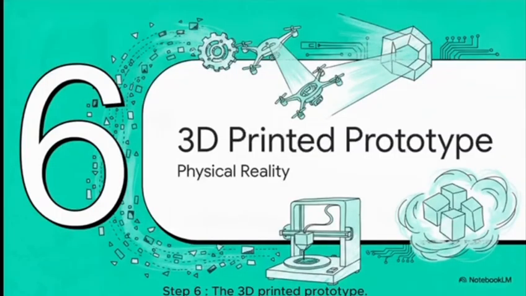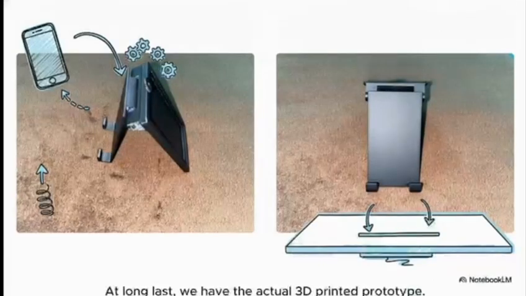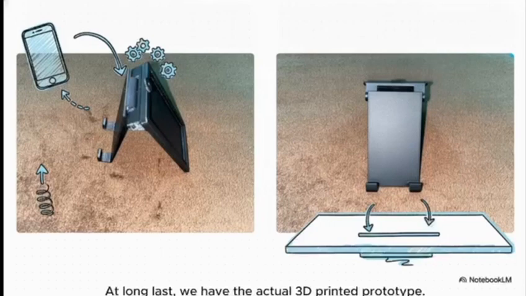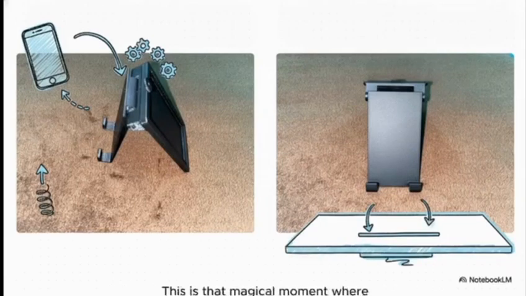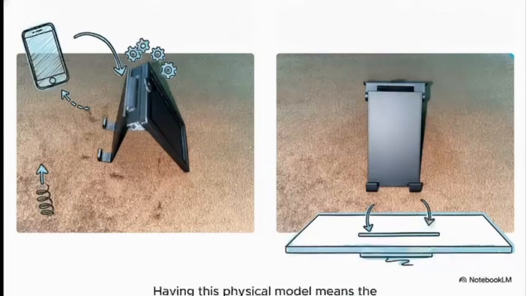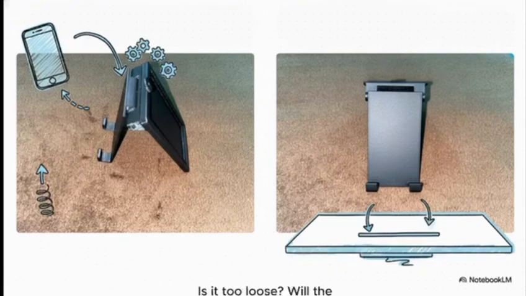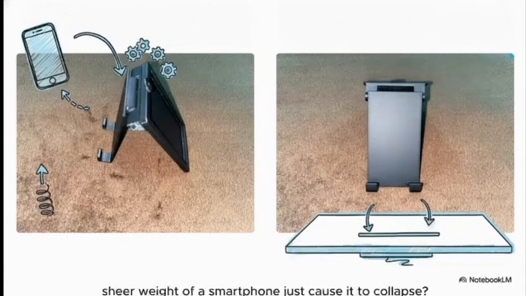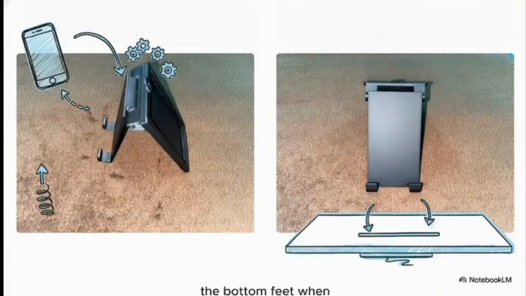Step 6. The 3D printed prototype. At long last, we have the actual 3D printed prototype. This is that magical moment where theory finally meets physics. Having this physical model means the engineering team can hold the product and test the actual real-world friction of that top hinge. Is it too loose? Will the sheer weight of a smartphone just cause it to collapse? They can also rigorously check the stability of the bottom feet when the stand is placed on a flat desk.